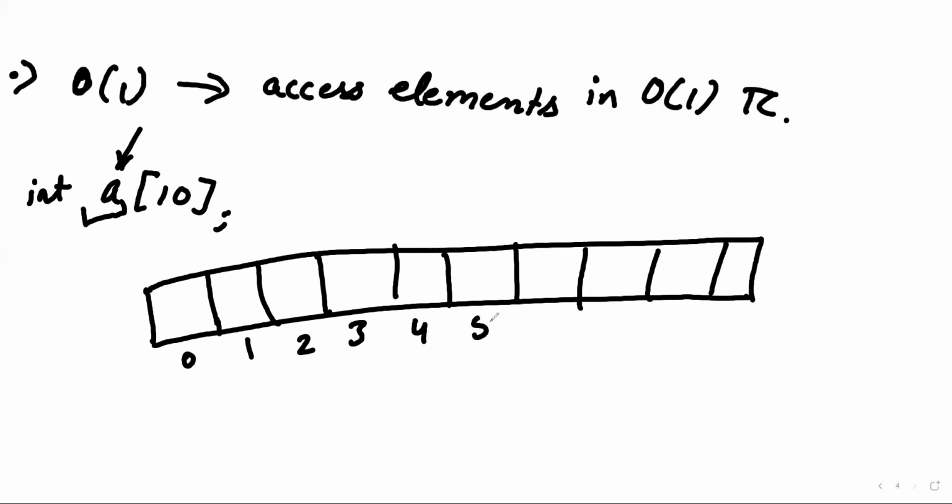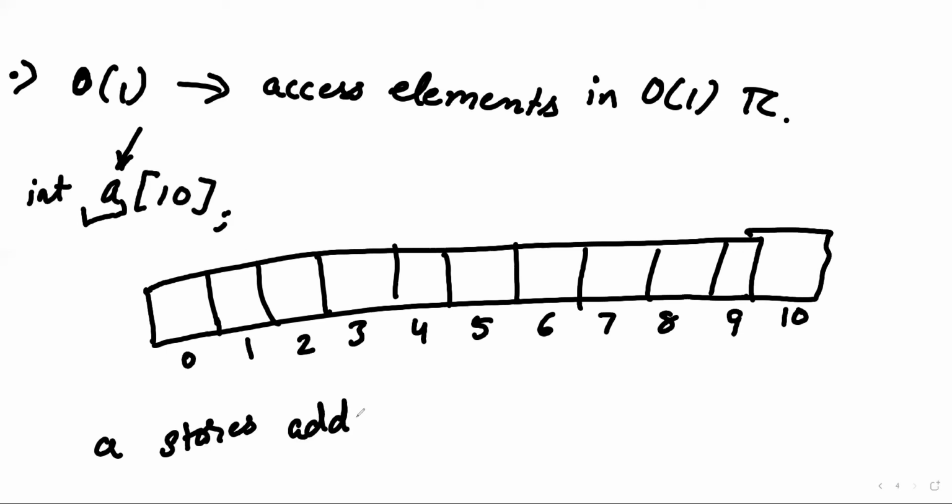It is actually stored in the first index, I think. So the address of the first index. Yeah, what A stores is the address of the first index, which is also known as the base index.